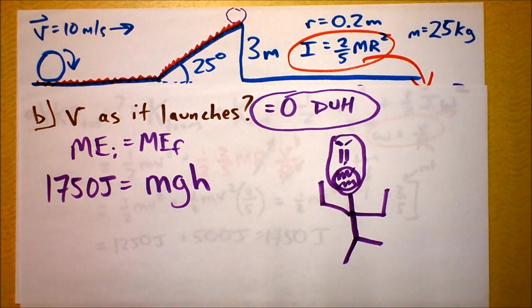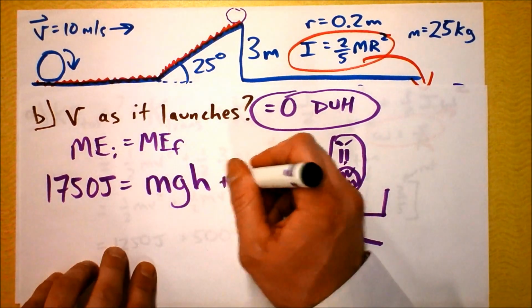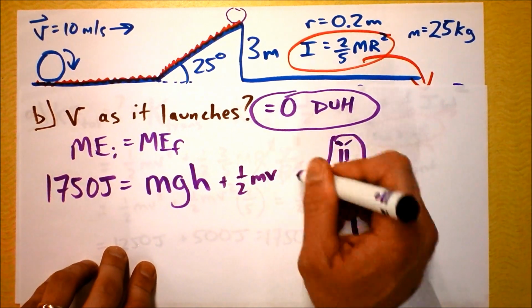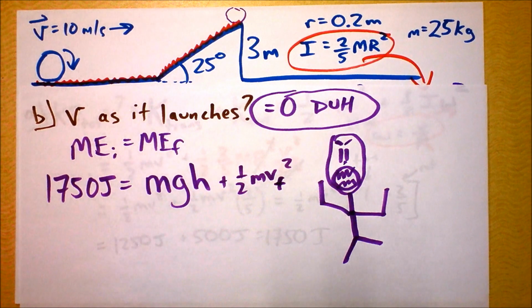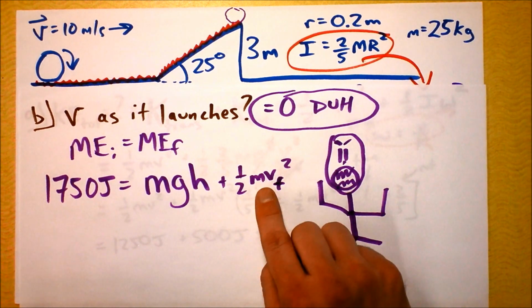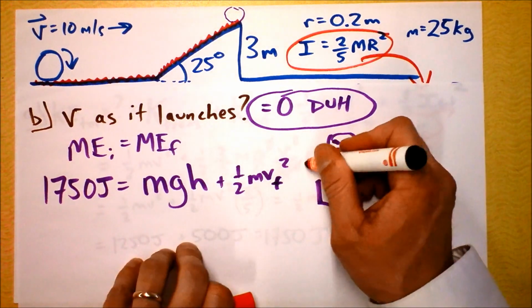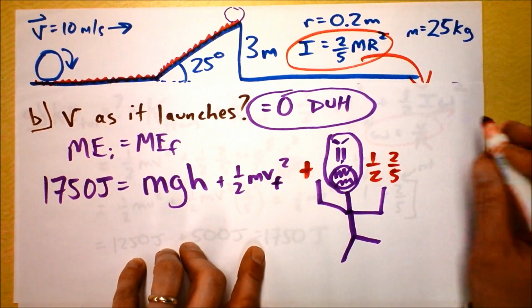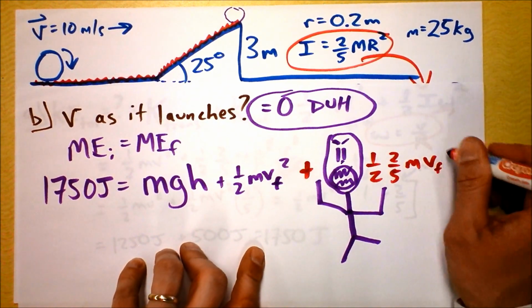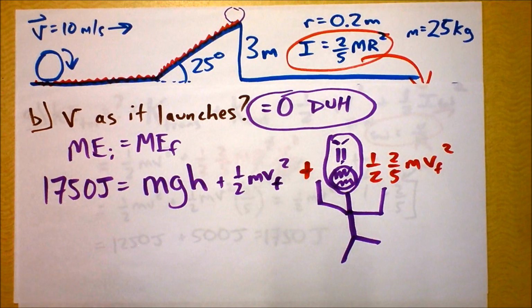Good. All right, that's a little bit too far. I'm going to add on 1/2 mv final squared, and we are just going to solve for v final. Wait a second. If it's moving, it's also going to have rotational energy. So I'd better add on here plus 1/2 times 2/5 times m times v final squared. And now I have to solve it for v final.